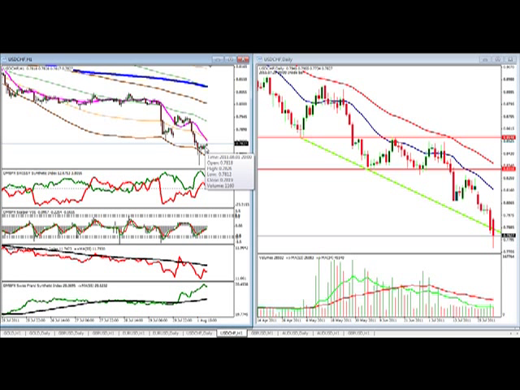So again, with all three of these pairs, there's a vote scheduled for this evening. The market will react no matter what the results of that vote are. Let's wait for that, and let's trade the reaction.